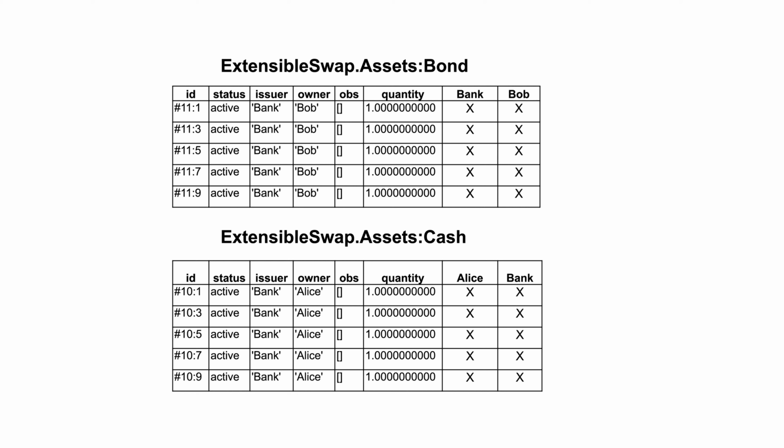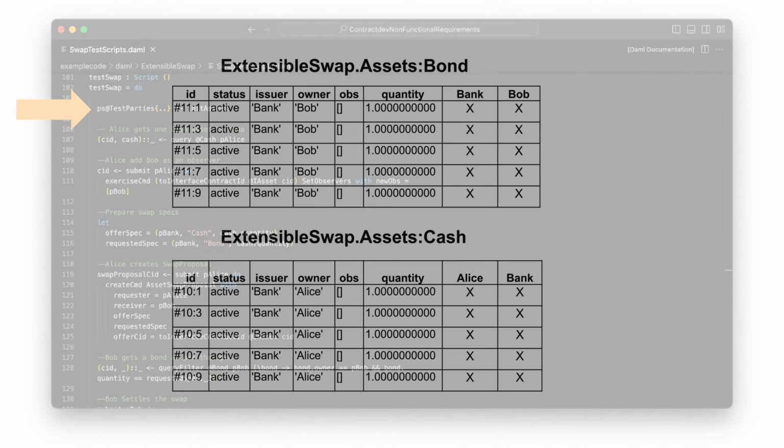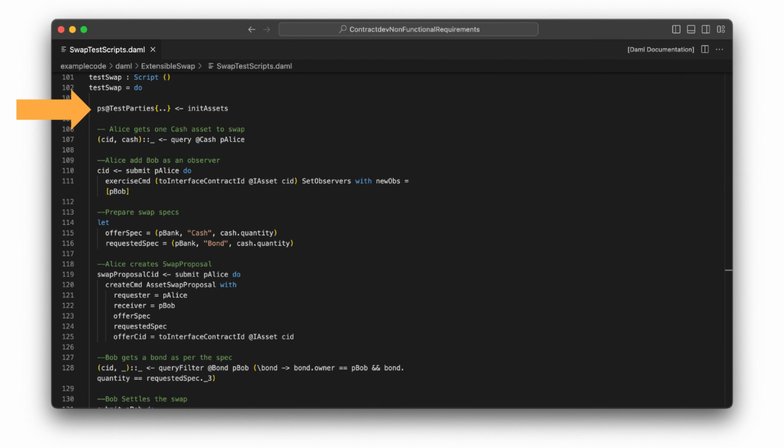Now, let us test the swap template. Run the init_asset script to get assets ready. Then, Alice gets 1 cache asset ready to swap. On that asset, she exercises the set observer's choice to make Bob an observer. Note the use of the toInterfaceContractId function to convert the cache CID to its interface I-asset CID. Then, prepare the offer spec and requested spec for cache and bond, respectively.